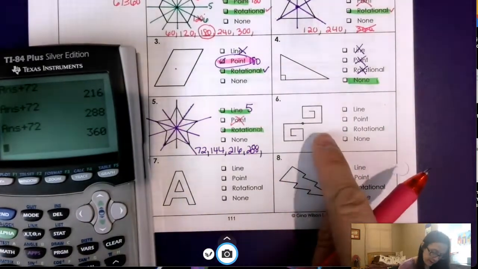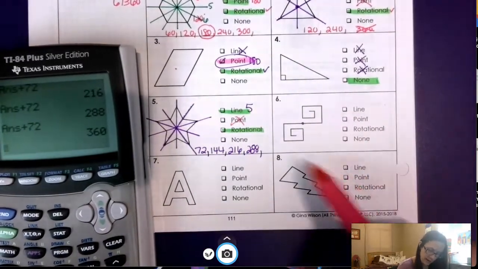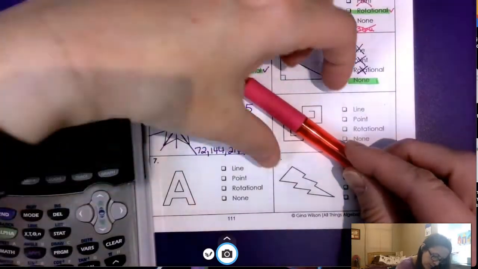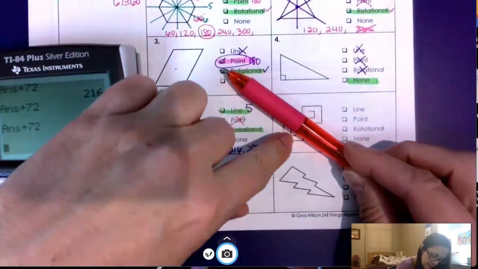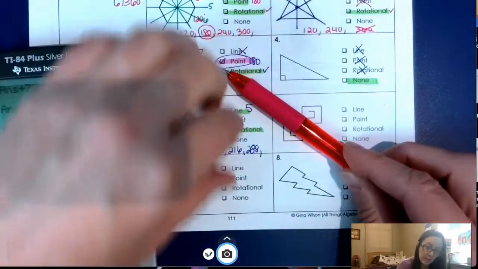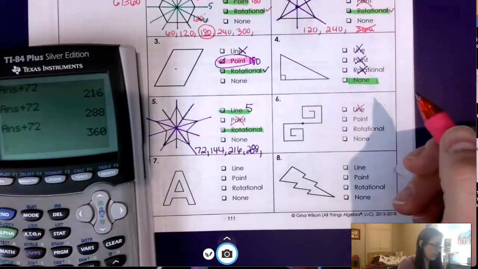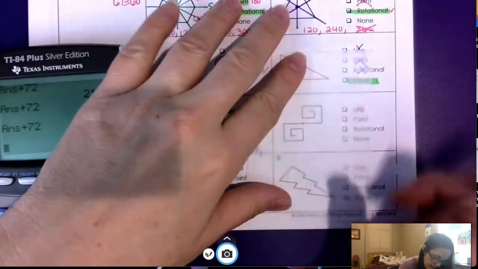Now this one over here, a little bit crazy, there does not appear to be, if I drew a line this way, would it reflect exactly on itself? No, those little squiggle things would not match up. So it does not have line symmetry. You can use a patty paper if you want to check this.